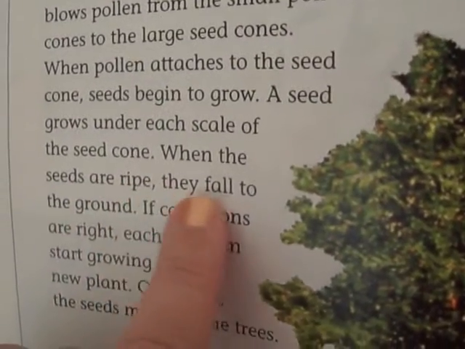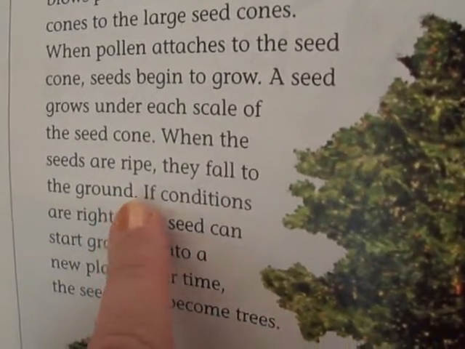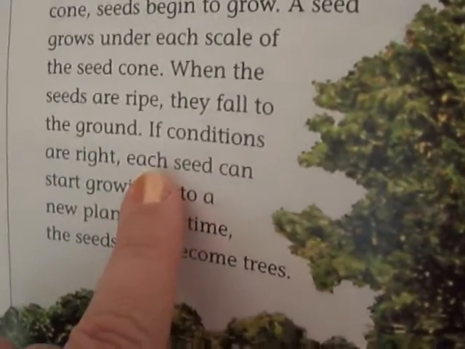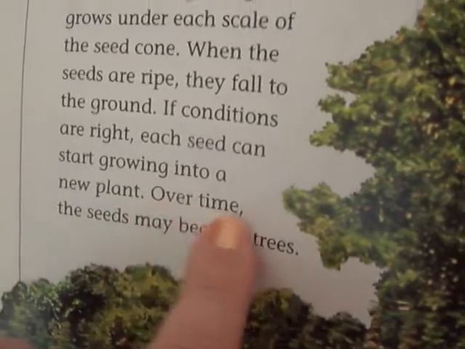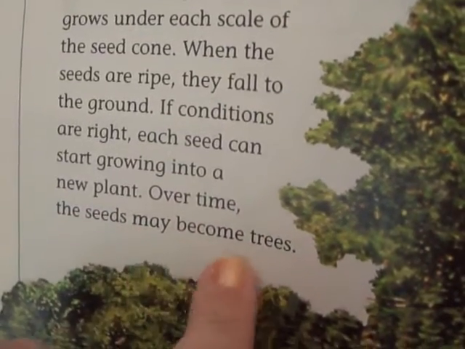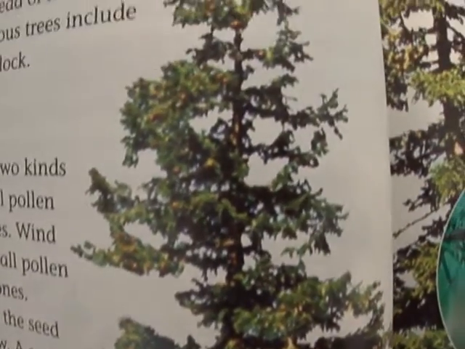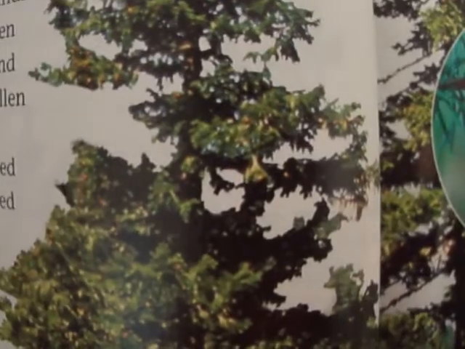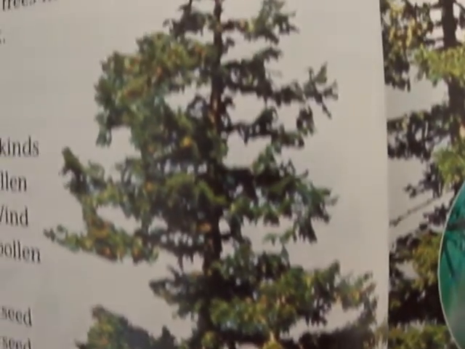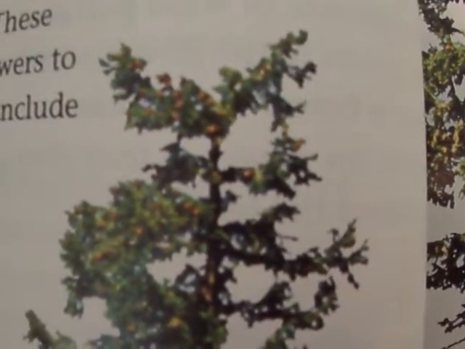When the seeds are ripe, they fall to the ground. If conditions are right, each seed can start growing into a new plant. Over time, the seeds may become trees, just like these. One way to remember that these are called coniferous trees is that they have cones. Coniferous trees.